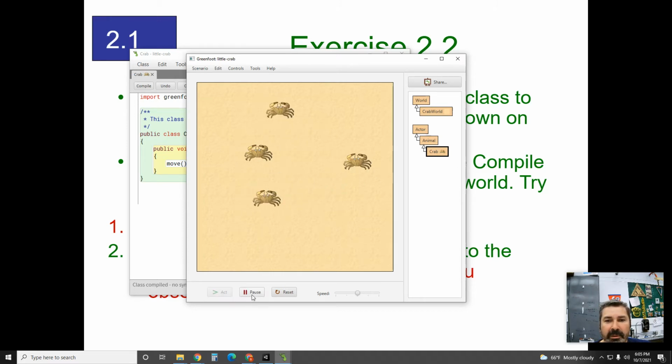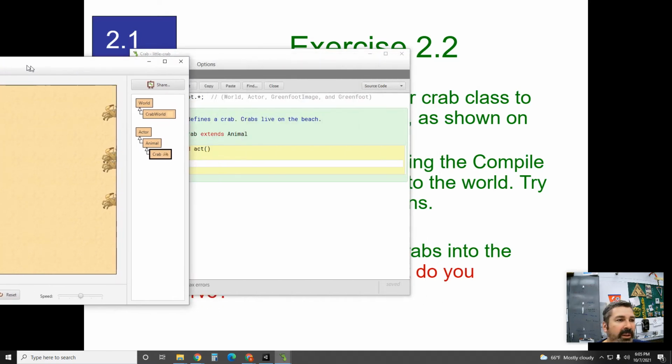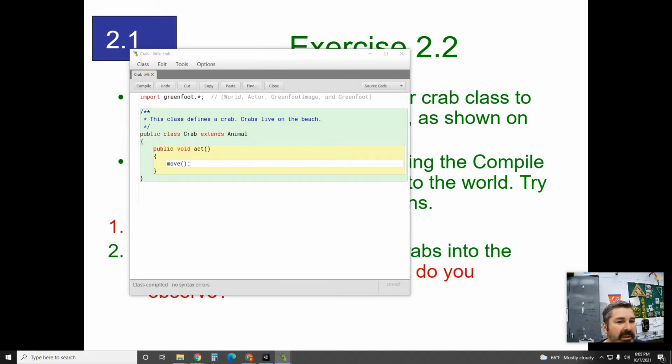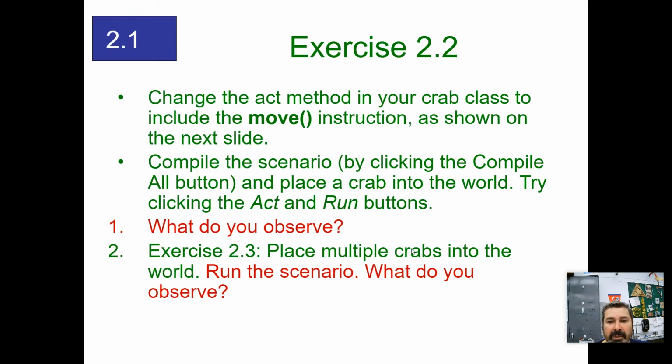What happens? They all move the same. So when I change the source code, when I change the class definition, every object or every instance of the class does the same thing. All right. So let's see what's up next.